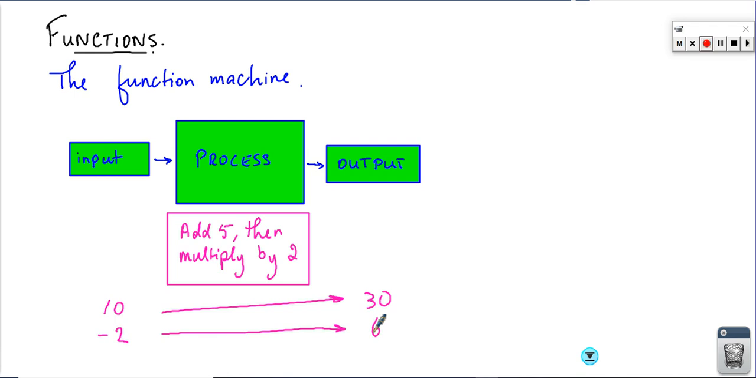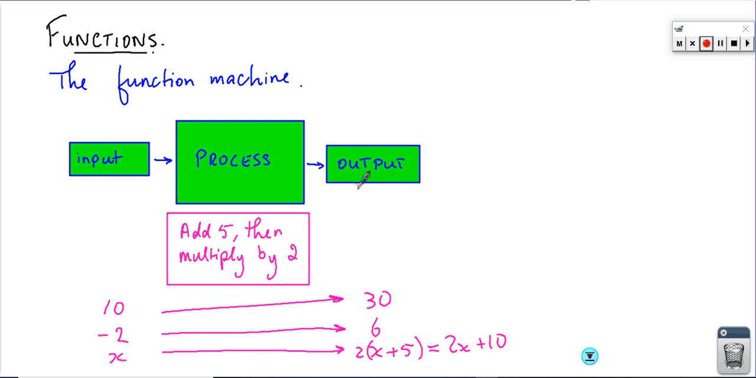Instead of numbers, I can also input variables. For example, let's input x. What's going to be my output? So I have x, add 5, that becomes x plus 5, then multiply by 2. So I have x plus 5 multiplied by 2. I can leave the answer as it is, or I can write down 2x plus 10. It's the same thing. So that is how a function machine works. You start with an input, you end with an output.